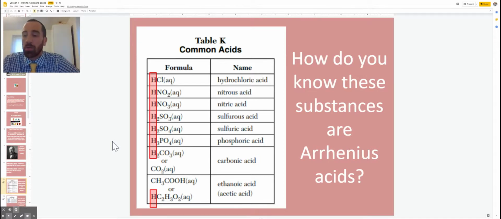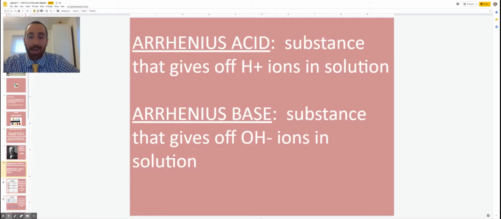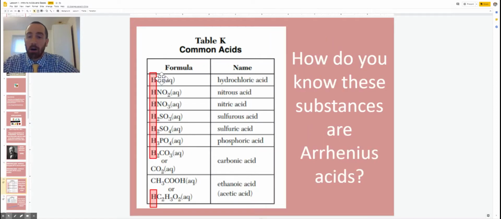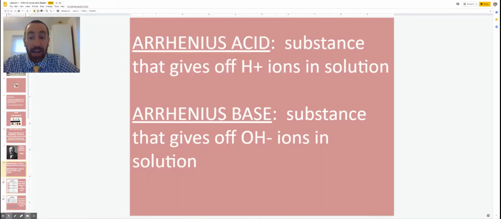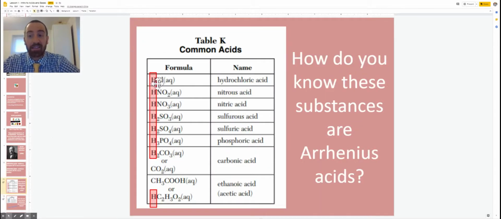All right, so going back to the definition, Arrhenius acids give off H+ ions in solution, meaning they let go of H's when they're dissolved in solution, which is usually water. So if you take an acid and put it in water, it's going to give off H+ ions. That's what it's saying. Well, look at all of the common acids on table K. They all have an H in front of them. So if acids give off H's, it would make sense that acids have H's. And that's what we find.